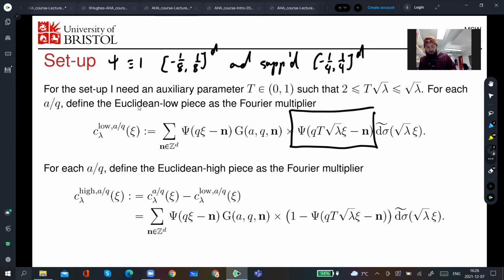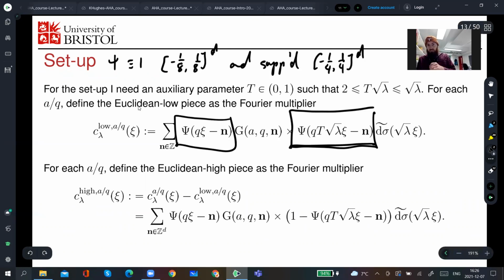And I throw in this extra parameter t, that's going to be between 0 and 1, so that t of square root λ is at most as big as square root of λ, but it's always going to be, say, bigger than 2. Once I throw in this function, it means I've localized this even further.